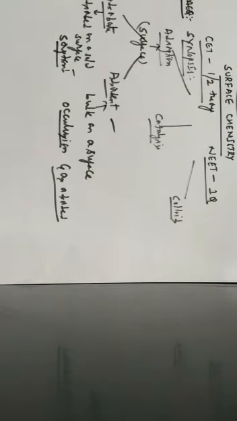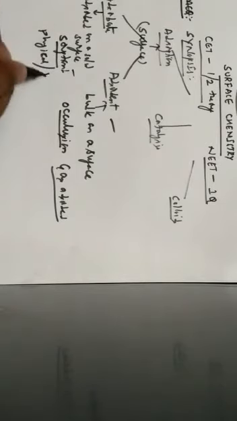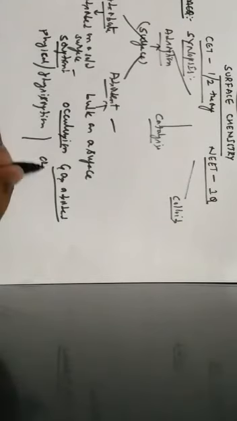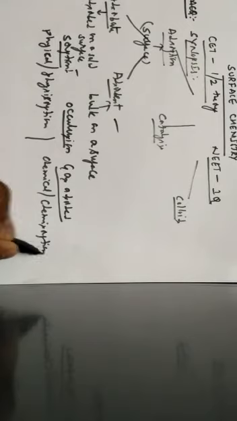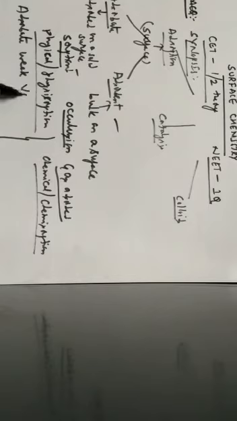After knowing this, we should know two important types in adsorption: physical adsorption, which is also called physisorption, and chemical adsorption, which is also known as chemisorption. Physical adsorption is a phenomenon in which the adsorbate is held on the surface of an adsorbent by weak van der Waals forces.